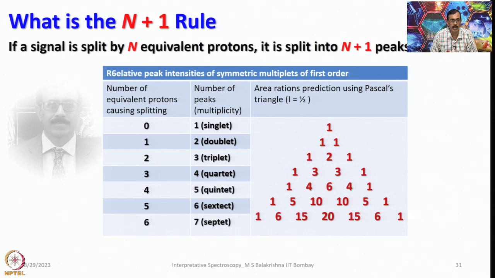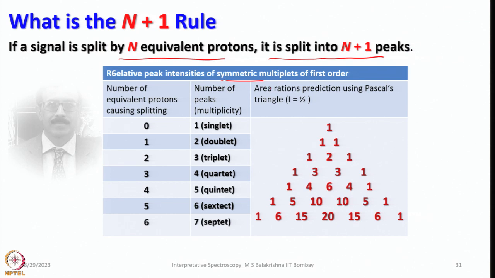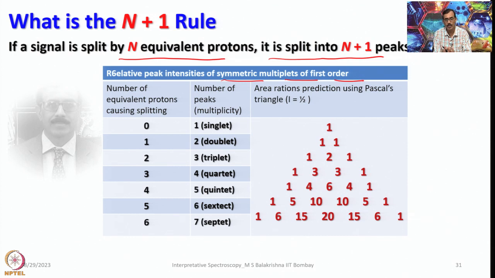So now what is this N+1 rule? If a signal is split by N equivalent protons, it splits into N+1 peaks. That means the relative peak intensities of symmetric multiplets of first order. And then this Pascal triangle predicts the number of peaks with I equals half, it is very unique for this one. And also this holds good only for first order spectrum. That means if I say first order spectrum, something else can also be there. Yes, that is called second order spectrum. Second order will be totally different. So that I shall discuss after completing first order spectrum and looking into more examples.